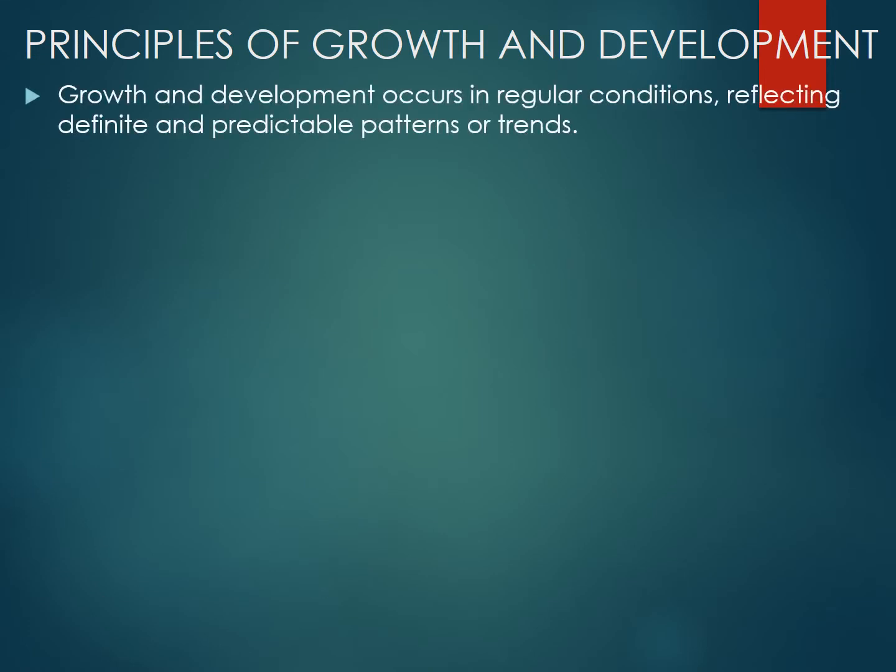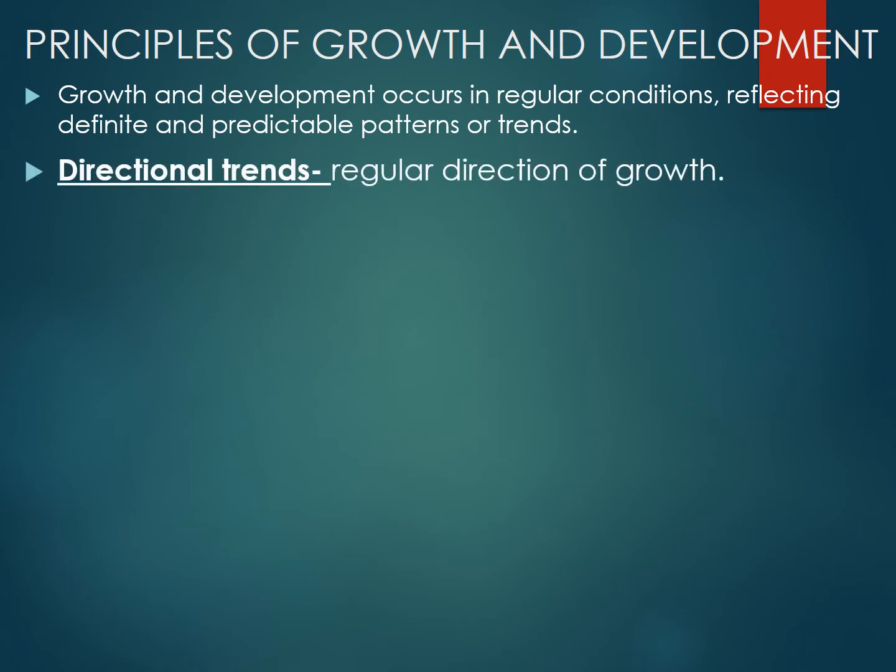And we have the principles of growth and development. You have to remember that growth and development both occur in regular conditions and they reflect a definite and predictable pattern or trend. Sabi nila, yung growth and development daw ng isang individual ay nakikita natin na predictable. Pare-pareho tayo ng mga series of processes na ina-undergo for us to grow and develop.